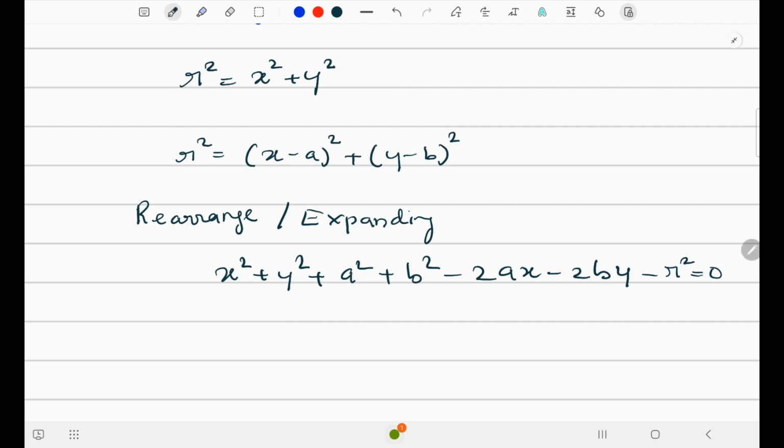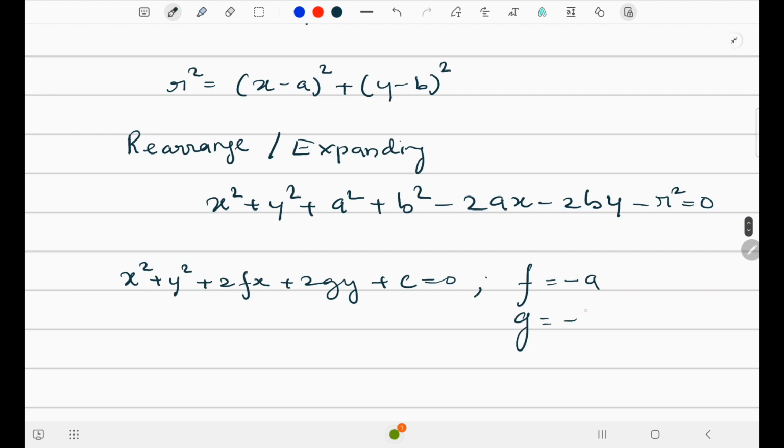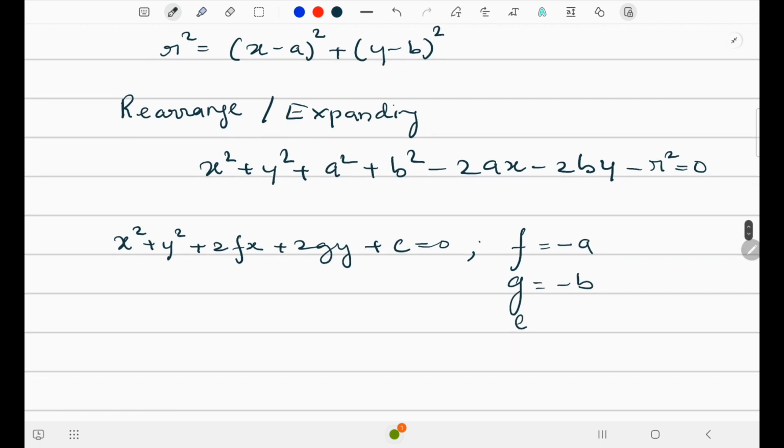And the general equation of a circle can be written as x square plus y square plus 2fx plus 2gy plus c equal to 0, where f equals minus a, g equals minus b, and c equals a square plus b square minus r square. So the general equation is written like this.